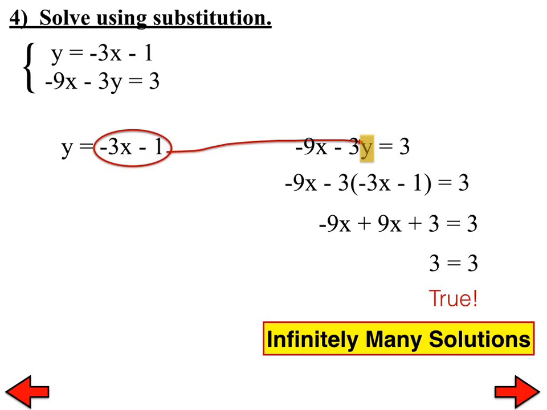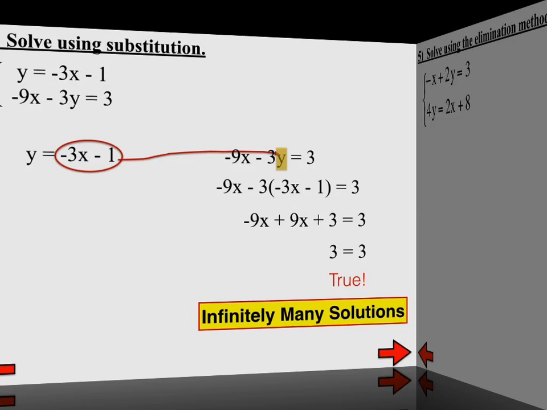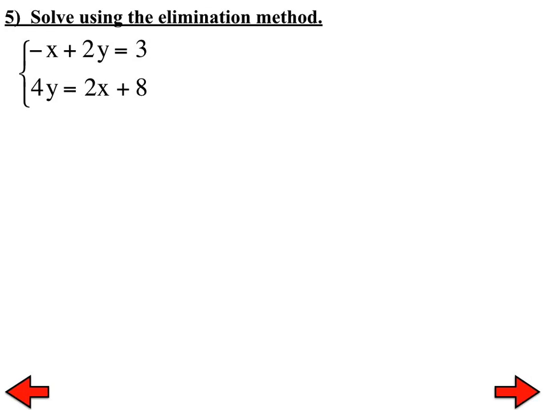And this is another one. My point in saying that is this. This kind of problem, you also would have to prove it graphically, because all ordered pairs will make a true statement. Okay? Let's go to number 5, this time by elimination.